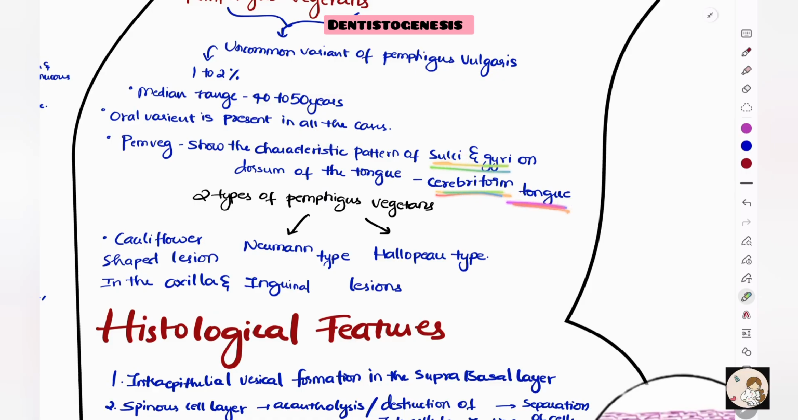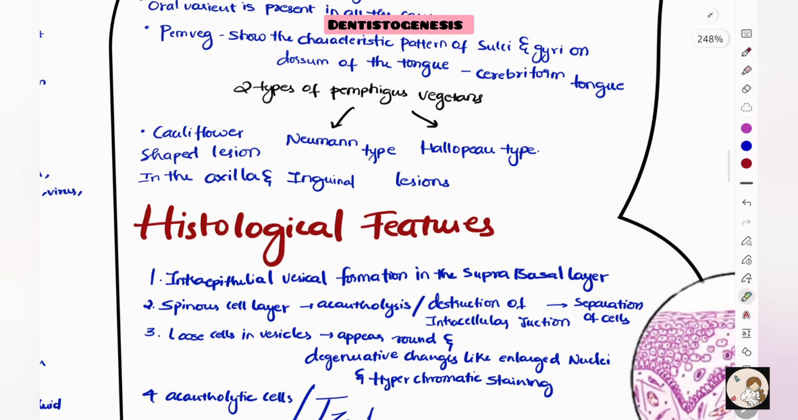If the sulcus or gyri is seen on the dorsum of the tongue, it causes cerebriform tongue. And now there are two types of Pemphigus vegetans, which is Neumann's type and Hallopeau's type. It is a cauliflower shaped lesion. Pemphigus vegetans also causes cauliflower shaped lesions in the axilla and the inguinal region.